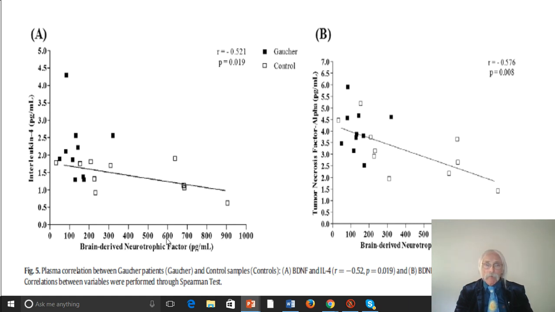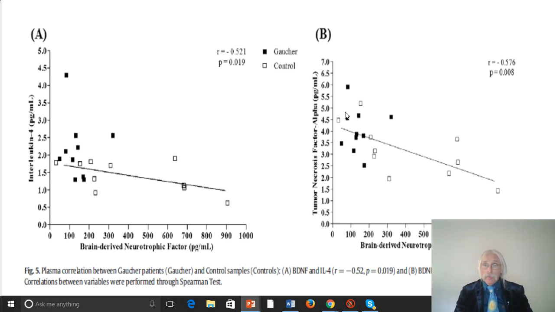All right, now this is an interesting graph. Here we're looking at Gaucher's, the black squares, and control is the white squares. You can see here that now we're looking at interleukin-4, a lot of interleukin-4. We just saw that in the Gaucher patients. We see a greatly reduced amount of BDNF. Now, is this a causal link or a correlated link? We don't know, but we do know that they are linked. You get less of the brain-derived neurotrophic factor, see way down here, and you also get an increase in interleukin-4. So there might be an immunological aspect to this suppression of BDNF.